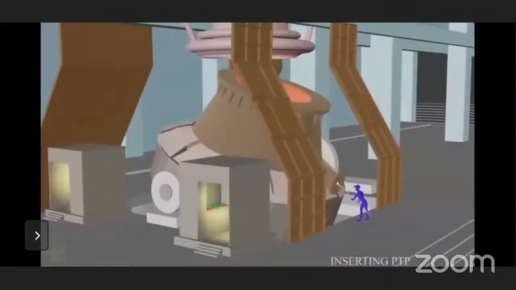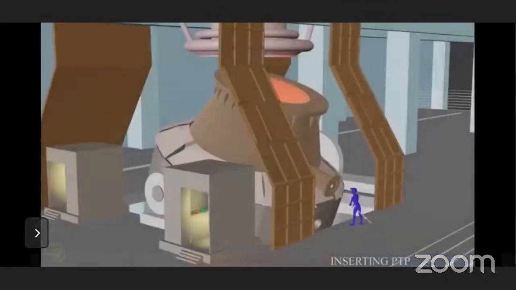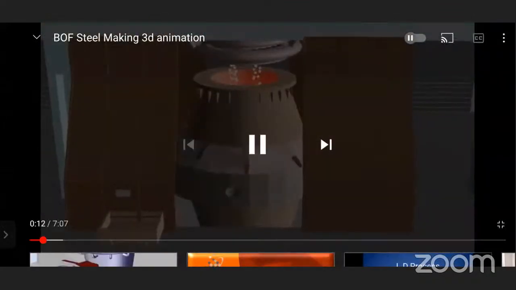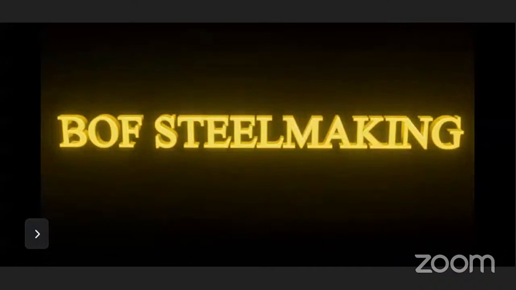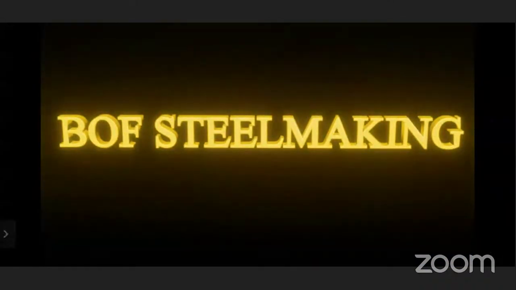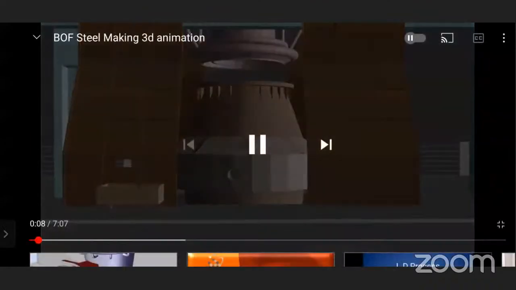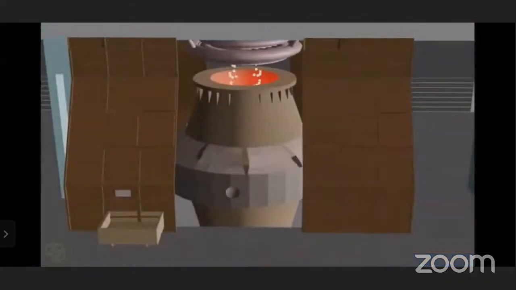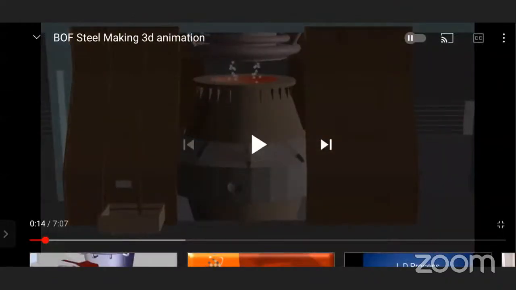PTP is inserted into the tap hole for slag-free tapping. Lime is charged inside the empty furnace. Steel is made in the basic oxygen furnace. This video is showing a 3D animation of the steel making process. So we are going to see the steel making process animation here. Please do watch it. At the first step, lime is charged inside the empty furnace.